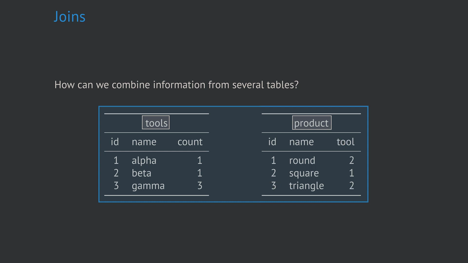Now, an interesting aspect is the attribute tool in the products table. The attribute tool of a product contains the number of the tool which has been used to build this product. So the attribute tool in the products table refers to the tool's ID in the tools table. Loosely speaking, this reference establishes a relation between the two tables, tools and products.